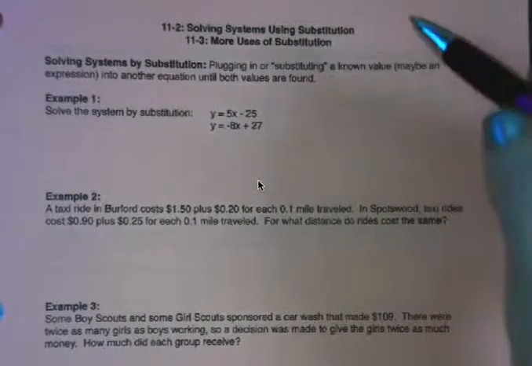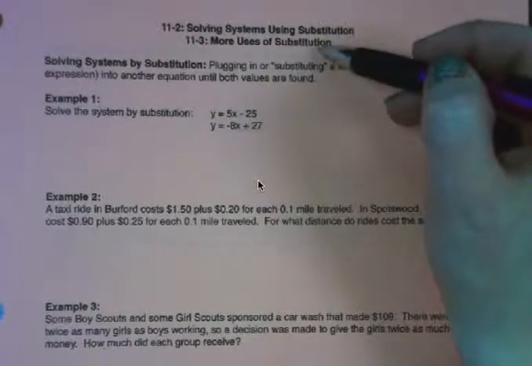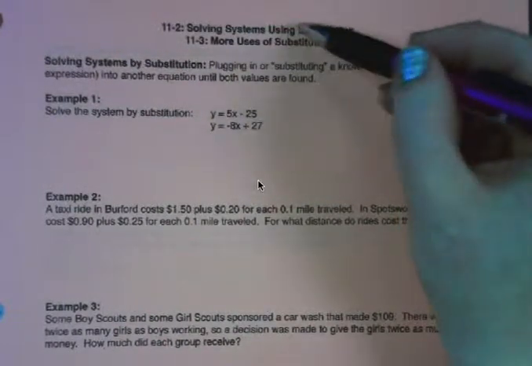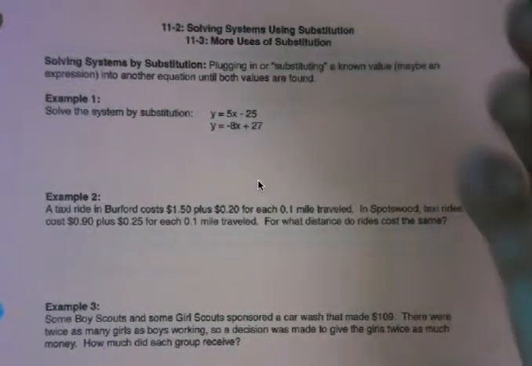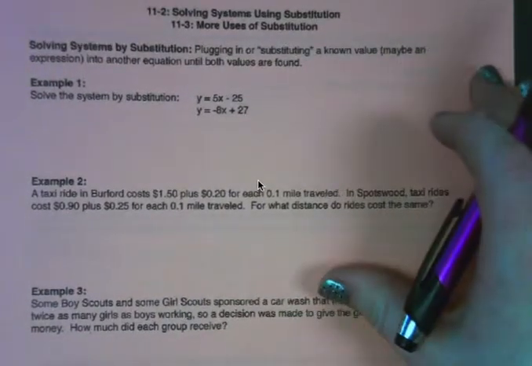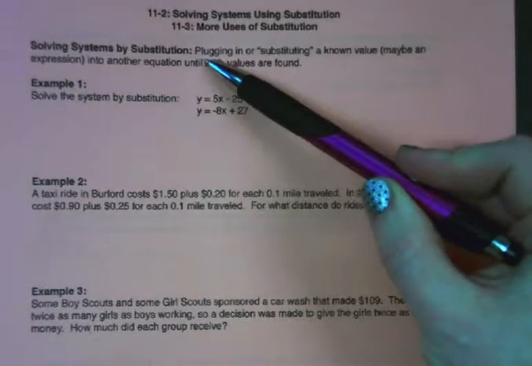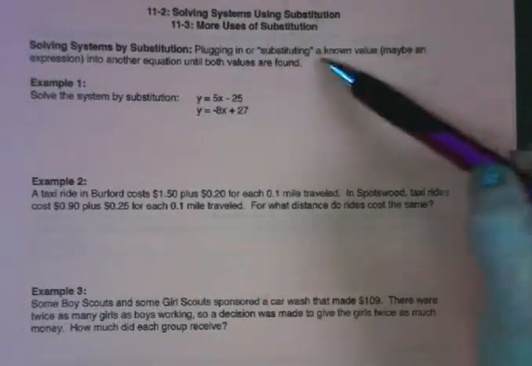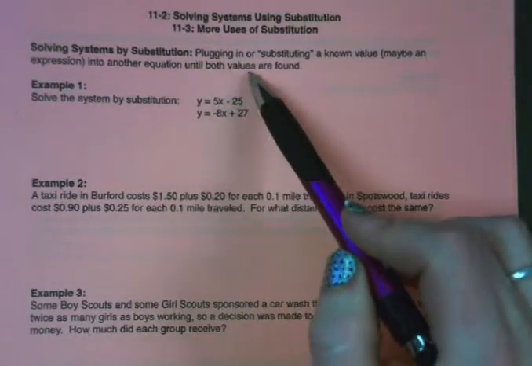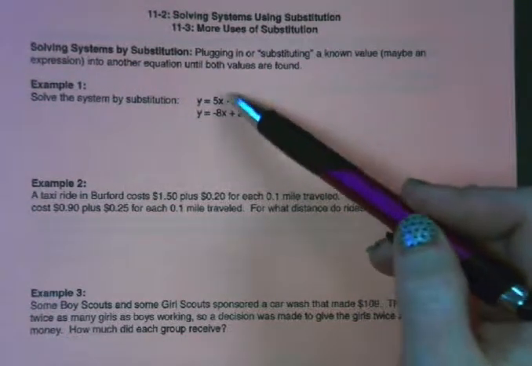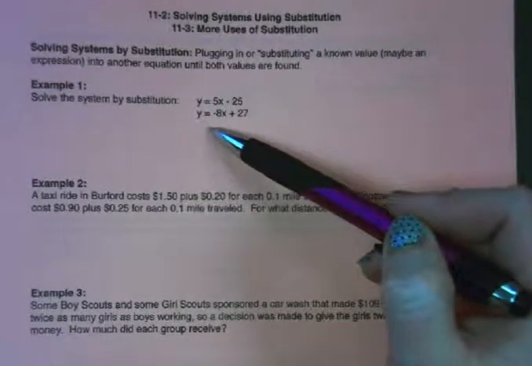Okay, the method today is substitution, and these two sections are both about substitution. So there's really not any difference between section 2 and 3. 2 is more of an intro and 3 is more of an application, but we'll see them both. Kind of the idea behind solving with substitution is we're going to be plugging in or substituting a known value, maybe it's an expression, into another equation until both values, like your x and y or a and b, are both found.